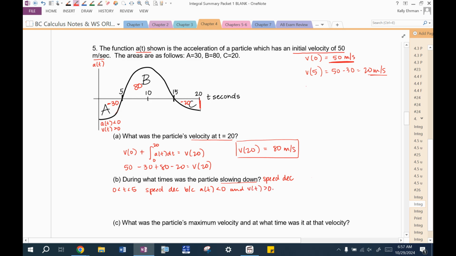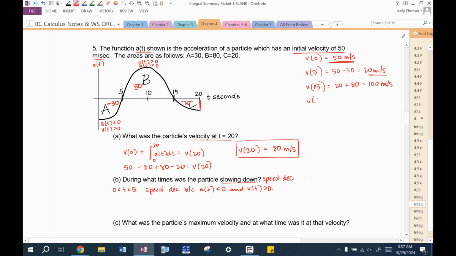Okay, does that happen again? So what is v at the next change, which is at 15? We're at 20. We're going to add 80 to that. So we're sitting at 100 meters per second. So velocity is still positive on this interval. And these acceleration values are also positive. So the particle's speeding up here, so not on that interval.